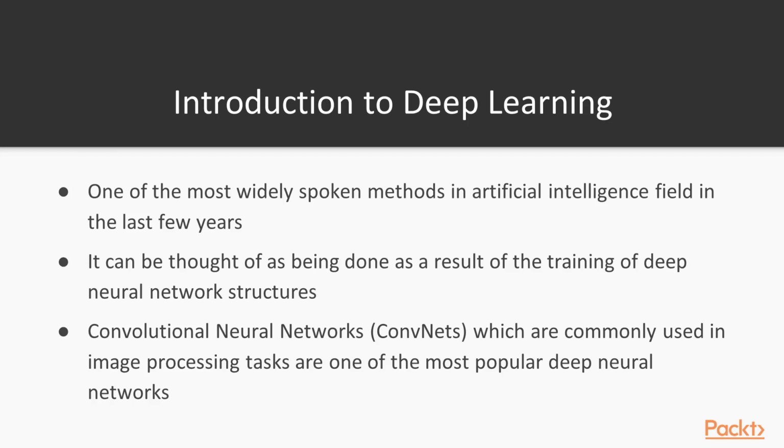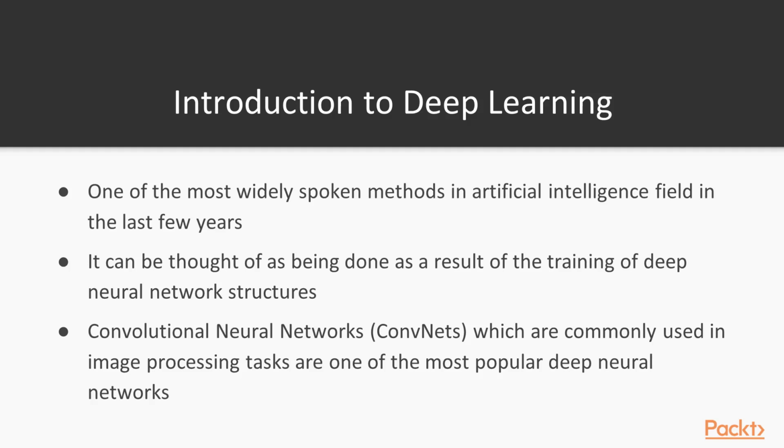Deep learning is one of the most widely spoken methods in the artificial intelligence field in the last few years. Deep learning can be thought of as being done as a result of training of deep neural network structures. There are many different types of neural network architectures. Convolutional neural networks, which are called ConvNets, are commonly used in image processing tasks, and they're undoubtedly one of the most popular deep neural networks.